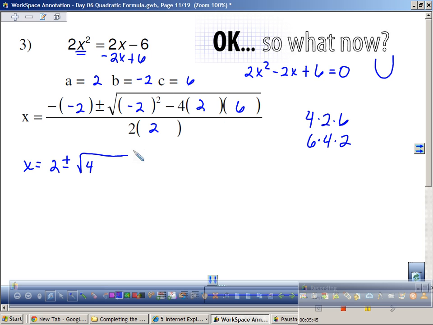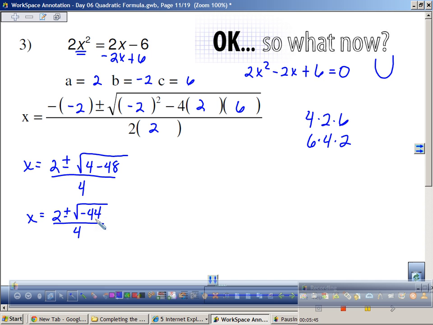Okay, but it's not just 48, it's negative 48 over 4. All right, this simplifies to 2 plus or minus the square root of negative 44. You can't do anything with that negative sign, right? You cannot do anything with a negative underneath the radical. It's just going to stay there. But I still can manipulate this a little bit more, correct?